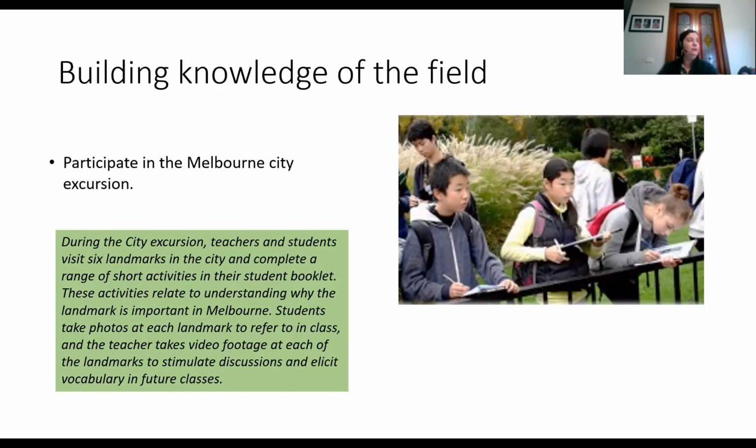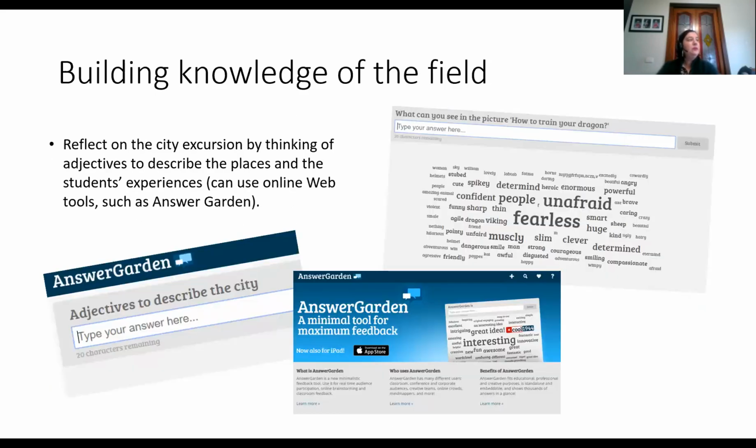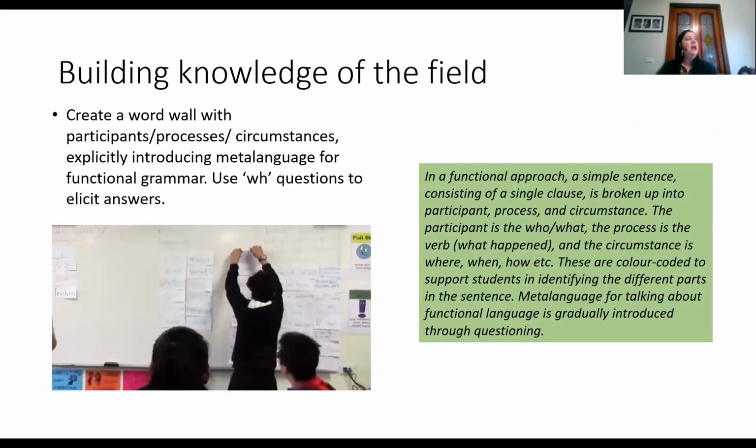Then we reflected about the excursion, and we used interactive tools because we didn't want them only to write. And we used the Answer Garden as a tool where we used synonyms for describing places and keywords that we wanted the students to know about the landmarks. Again, here we're building the field.